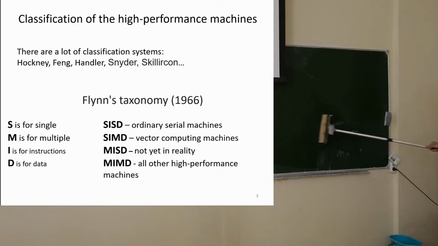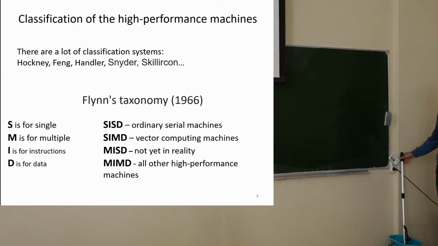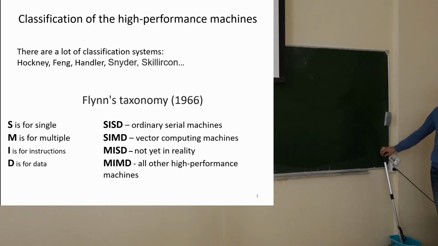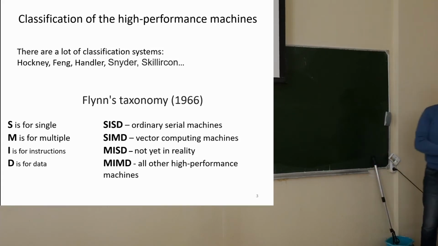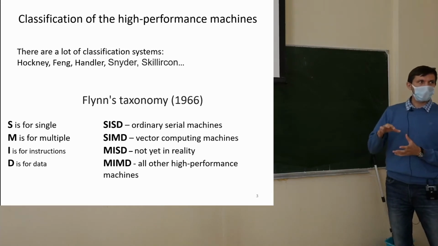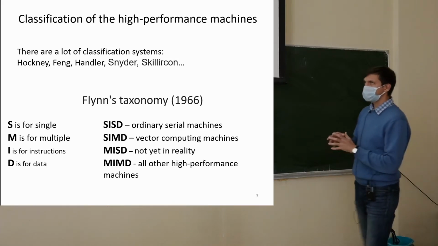Because every high-performing machine, or low-performing machine, doesn't matter, deals with some data, and you have to make some modification of this data. Or maybe this data was created during its calculations, and so on. So data should be there. Instructions means when you modify this data, you have to make instructions of the processor onto this data.